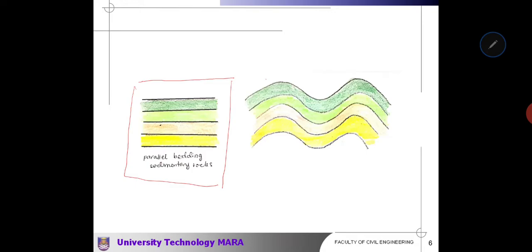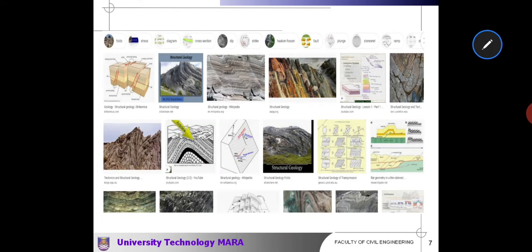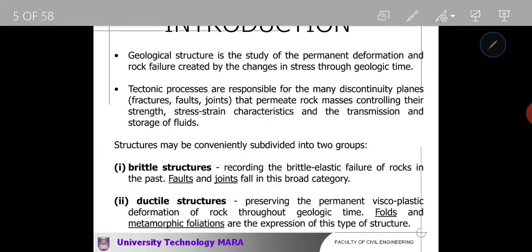But a lot of things happen in the earth's crust, especially tectonic plate movement. That plate tectonic movement will impose stress in the body of rock. With the existence of that stress, towards the end, we have this kind of deformation from the original rock. We need to understand what the deformation and the failure of rock are. The idea is for you to know the definition of structural geology.